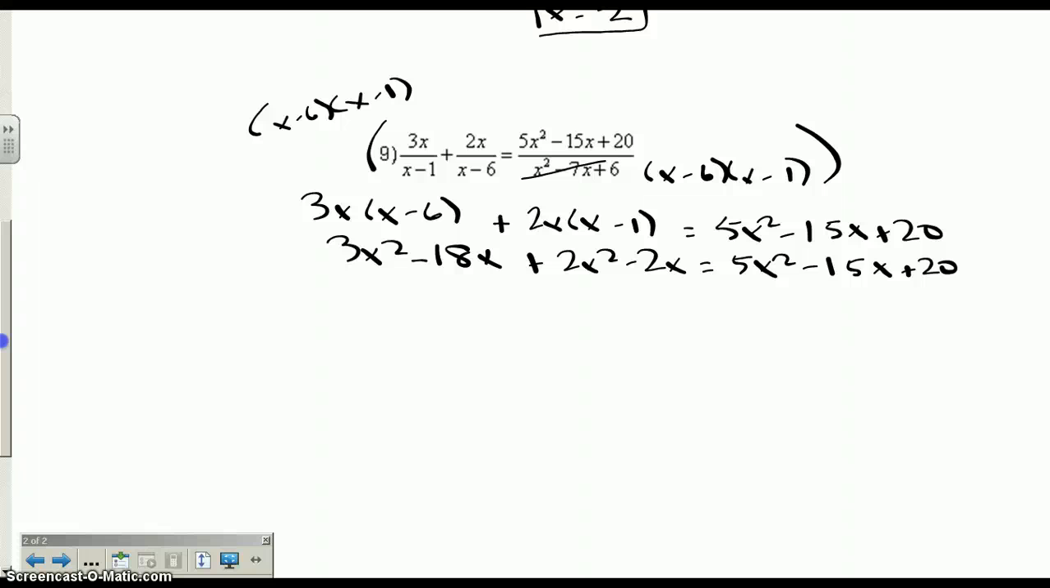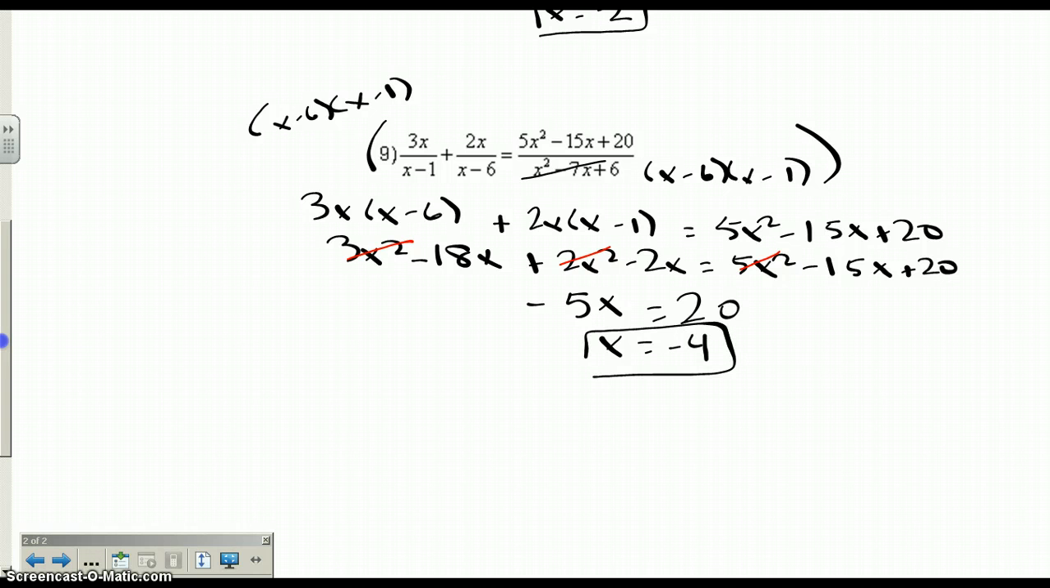On the left side, we get 3x squared plus 2x squared, and then if I subtract the 5x squared, I actually don't have any x squareds. Okay, so these actually cancel each other out. We're pretty lucky there. Negative 18x minus 2x is negative 20x. And if I add 15x, I get negative 5x. And then I'm going to keep the 20 on the other side. Divide by negative 5, I get x equals negative 4.